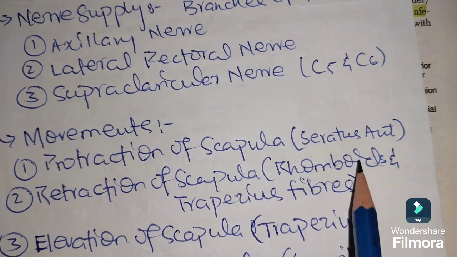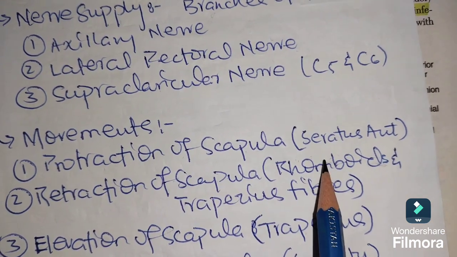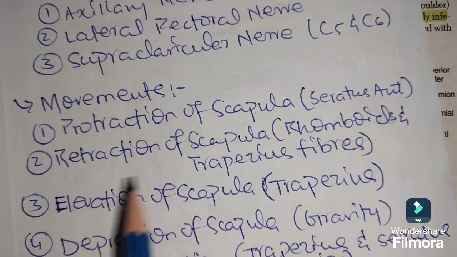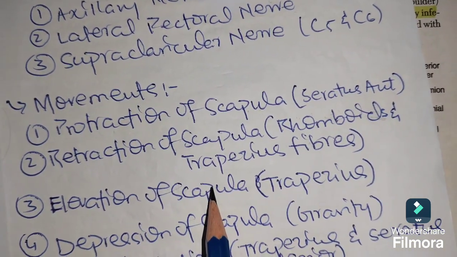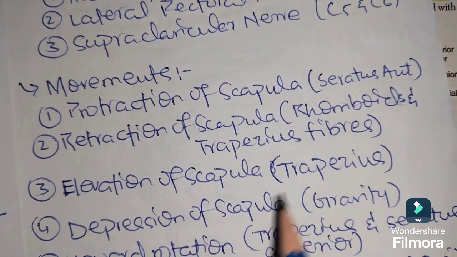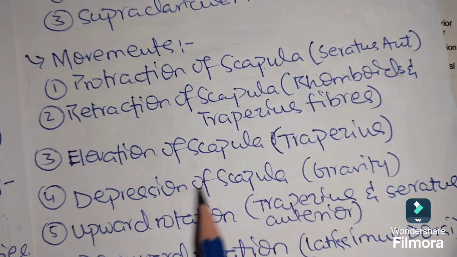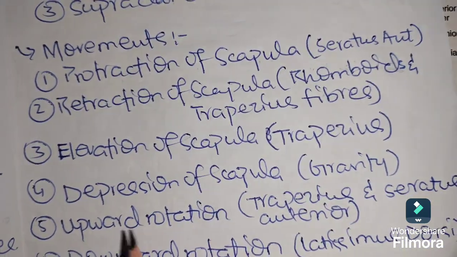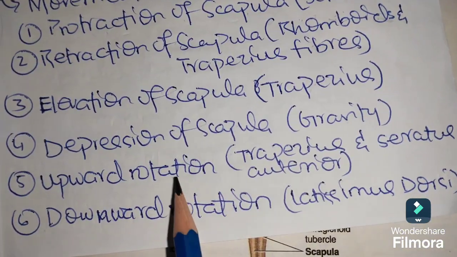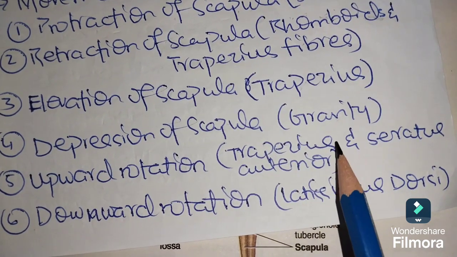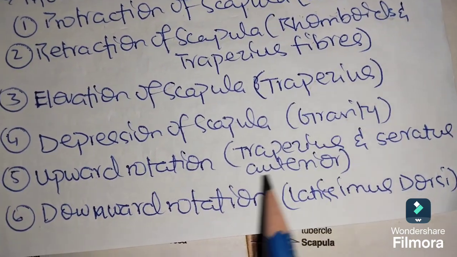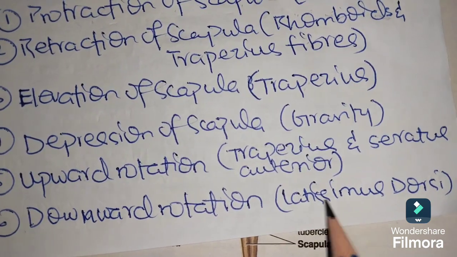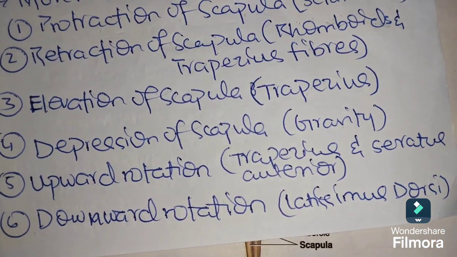There are two rhomboid muscles, so both of the rhomboids, major and minor, and the fibers of the trapezius muscle. Elevation of the scapula, which is brought about by the trapezius muscle again. The depression of the scapula, which occurs naturally because of gravity. The upward rotation, which is brought about by the trapezius and serratus anterior muscles, and the downward rotation, which is brought about by the latissimus dorsi muscle.